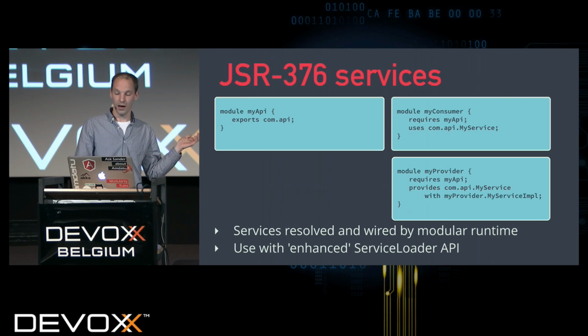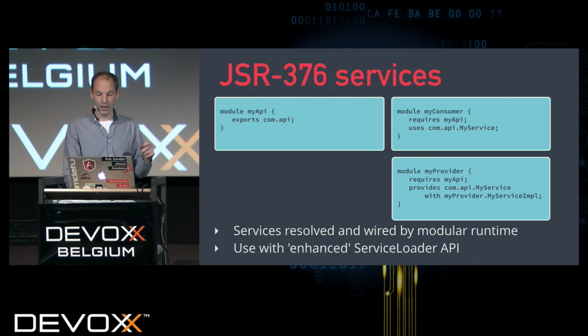And it says, I provide something of type ComAPI my service with a specific implementation class, my provider.my service impl. And this my service impl obviously implements the my service interface. But a big thing to note here is that the my provider package is not exported from the my provider module. So it's encapsulated. So on its own, the my consumer can never reach this my service impl class.